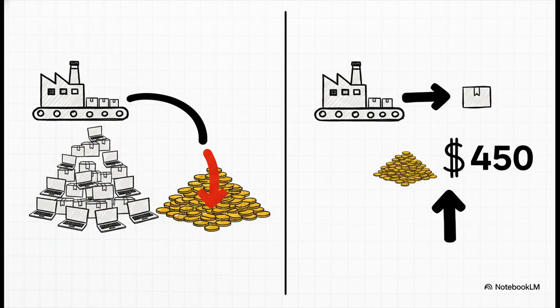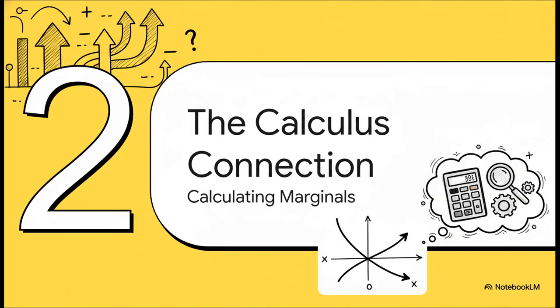Okay, so the concepts of MR and MC, they're pretty intuitive when we're looking backward at what already happened. But in a real business, you can't just measure them after the fact. You need to be able to forecast them. So how do we predict these values with any kind of accuracy? Well, this is where the mathematics part of our course becomes absolutely essential. This is the calculus connection.